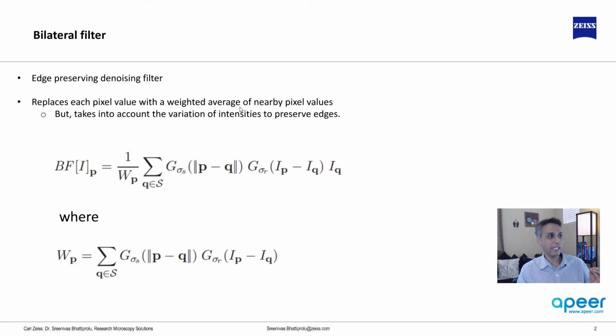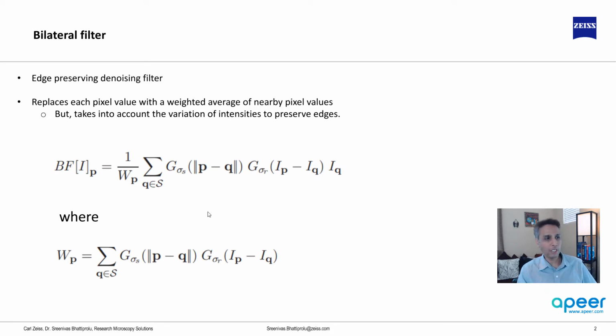But the key here is it replaces the pixel value not by looking at its immediate neighbors, just like a Gaussian filter, but it looks at a weighted average of nearby pixels, okay? So it takes into account the variation of intensities, meaning how fast the intensity is changing, because around the edge, the intensity may change a lot, right? So it does look at this variation of intensities to preserve these edges. And how does it do that? I have a visual I'll show you in a second, but these are the equations in case you wonder.